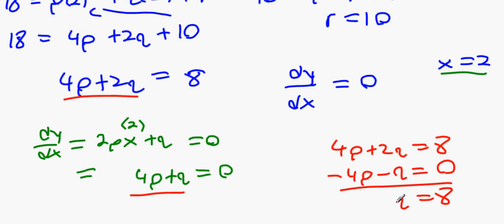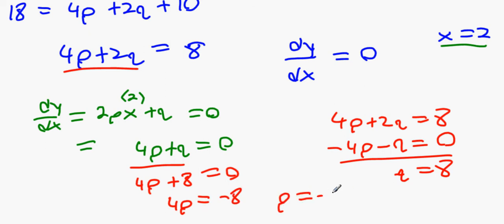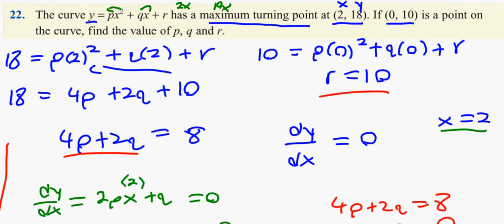Okay, now that we know that q equals 8, we're then going to put this in here. We're going to get 4p plus 8 equals 0. 4p equals minus 8. p therefore is minus 2. So we're going to get p is minus 2, q is 8, and we already know that r equals 10.